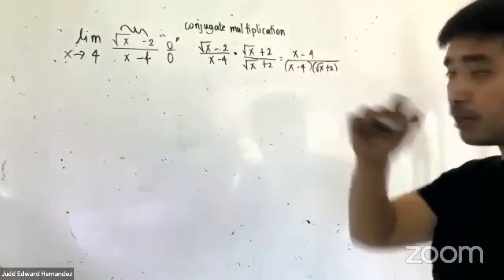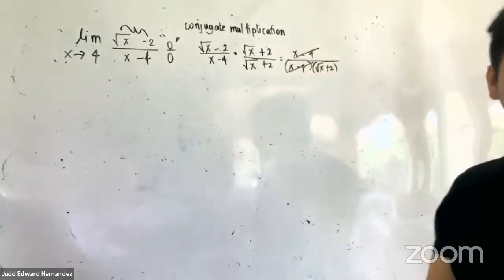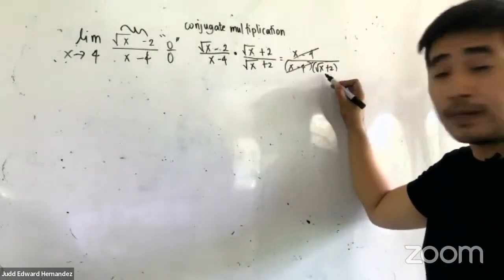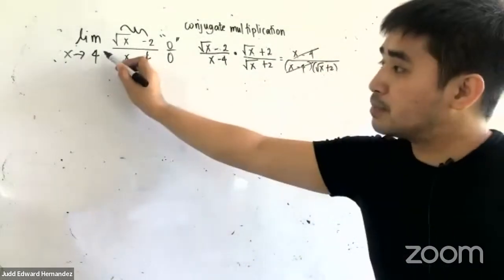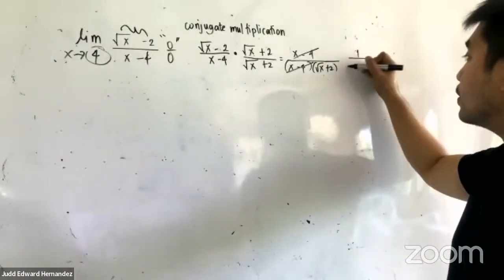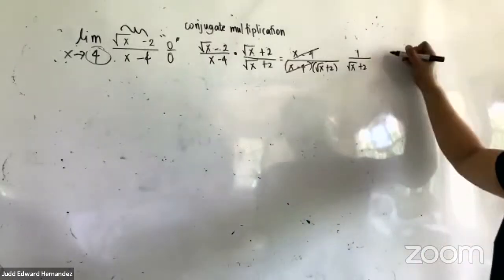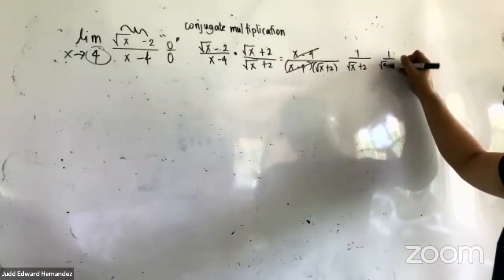And look what will happen. It will cancel out x minus 4. And then, ang matitira sa atin is square root of x plus 2. And in that case, pwede na natin ilagay si 4 na limit. So this becomes 1 over square root of x plus 2. Wherein, x is equal to 1 over square root of 4 plus 2.